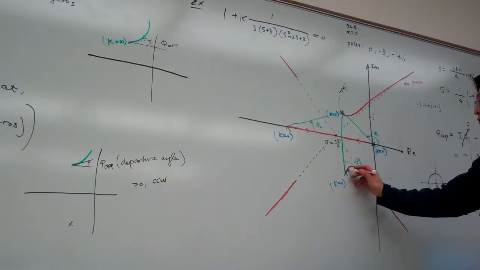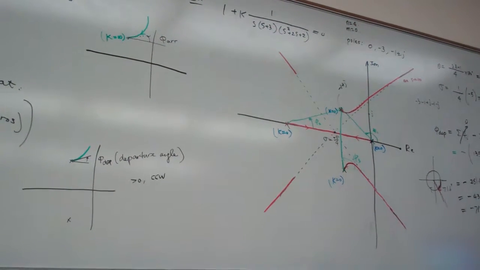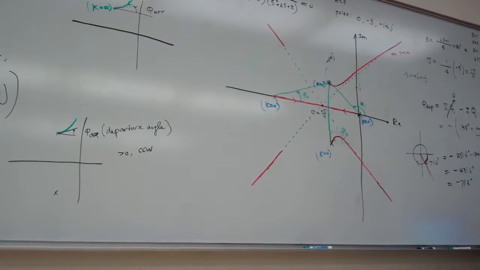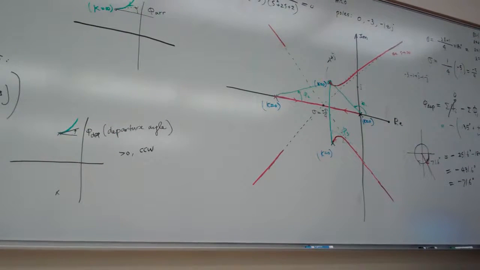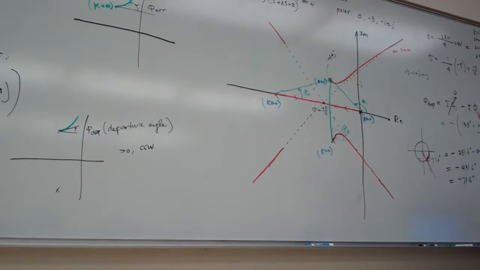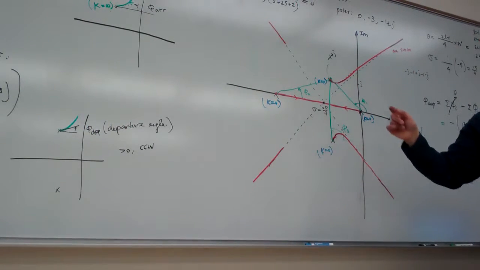So it goes up and then turns around and approaches here. And this angle locally is 75.6 degrees. So the only difference between the departure and the arrival is 180 degrees. If this is the 0, then the branch will go in.